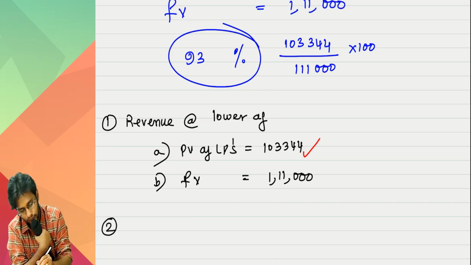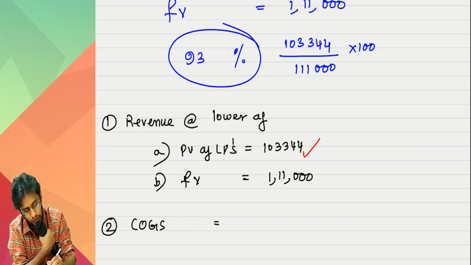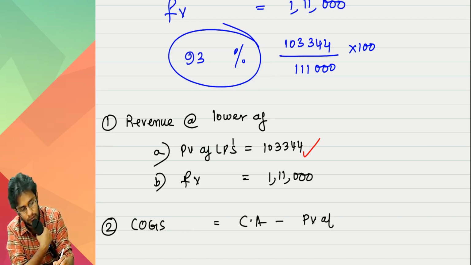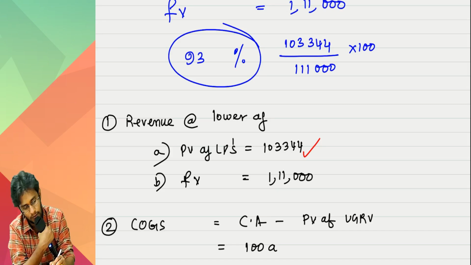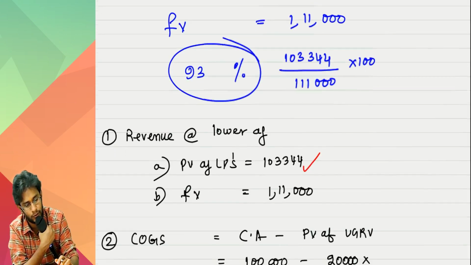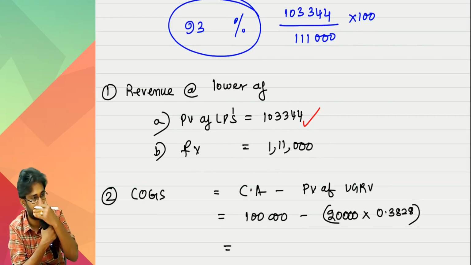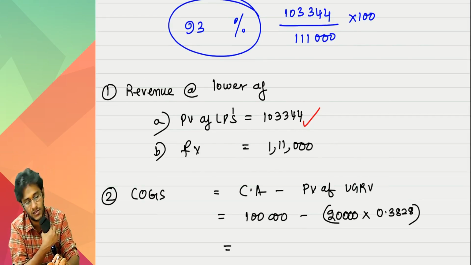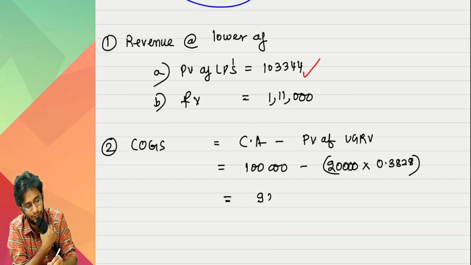Second one, cost of goods sold at carrying amount minus present value of UGR. What is the carrying amount of the asset? 1 lakh. UGR is 20,000. Present value, same PV factors, I am using 0.3828. Do this fast. Final answer. 340. Very nice.